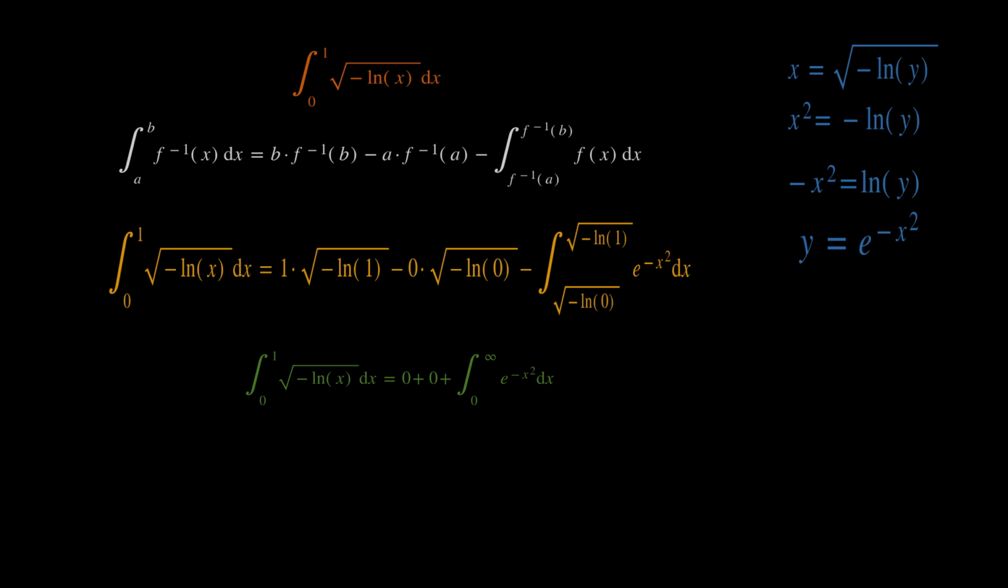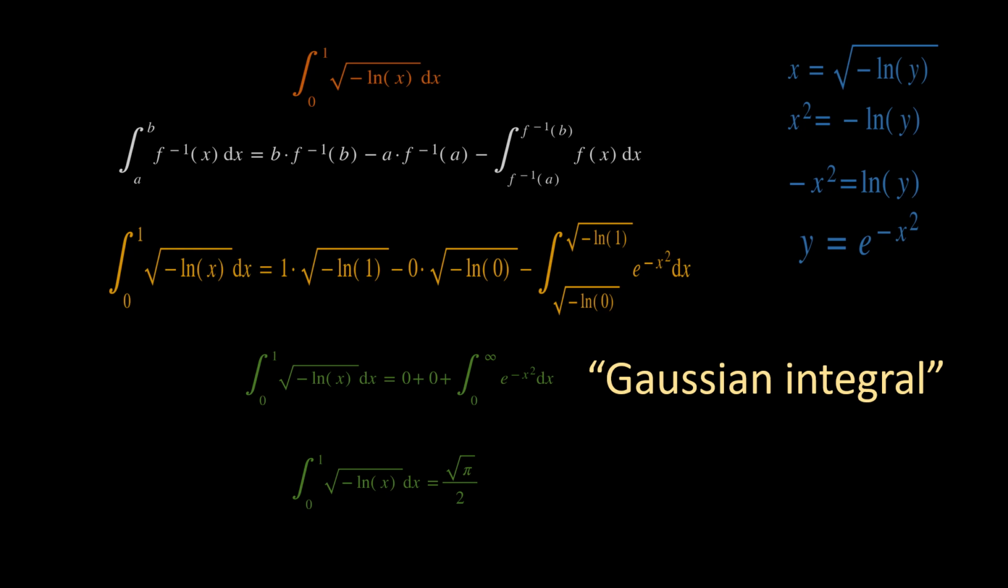And so our integral is just equal to the integral from 0 to infinity of e to the negative x squared dx, which is just the square root of pi over 2. Well, the integral from 0 to infinity of e to the negative x squared dx is just called the Gaussian integral, which you can look up on YouTube. It's the really famous integral. And what we did now is just replace our odd, weird integral with a much more familiar one.